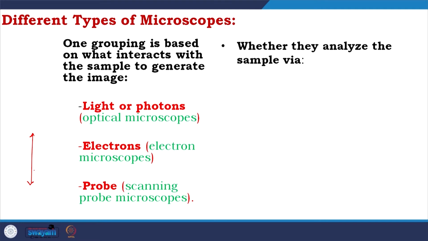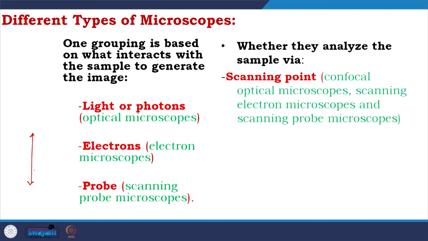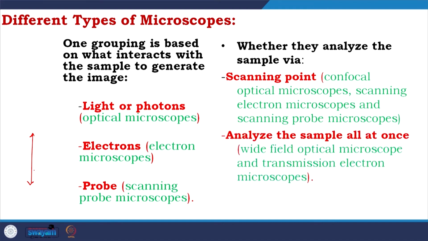You could also group them by whether they analyze the sample by a scanning point, like confocal optical microscopes, scanning electron microscope and scanning probe microscopes, or analyze the sample all at once, like wide field optical microscope and transmission electron microscope. So, these are different types of microscopes. Now, we are coming to the electron microscope. I hope you already remember that cryo electron microscope is an electron microscope.